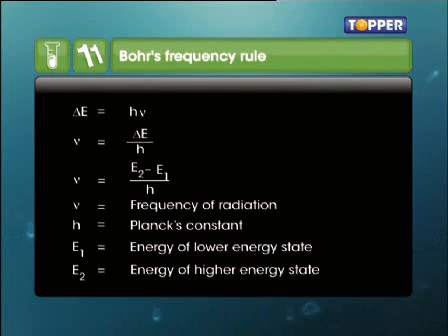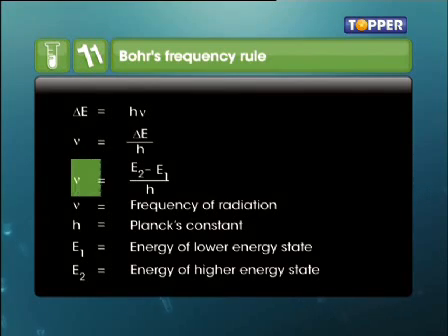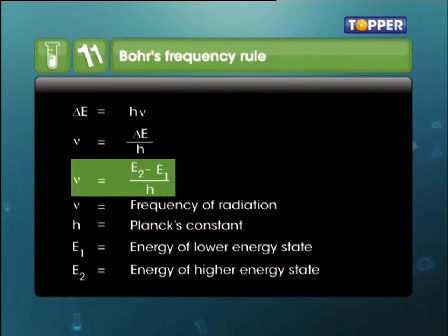If the two stationary states differ in energy by delta E, which is equal to E2 minus E1, then the frequency of the radiation is equal to delta E divided by the Planck's constant h. Note that E1 is the energy of the lower energy state and E2 is the energy of the higher energy state.